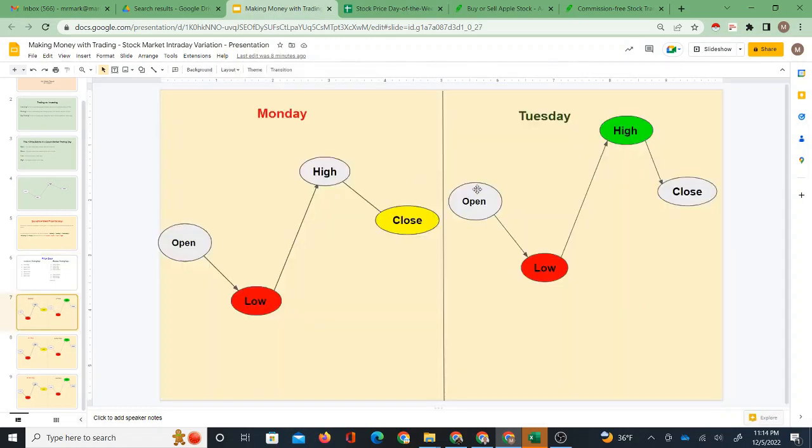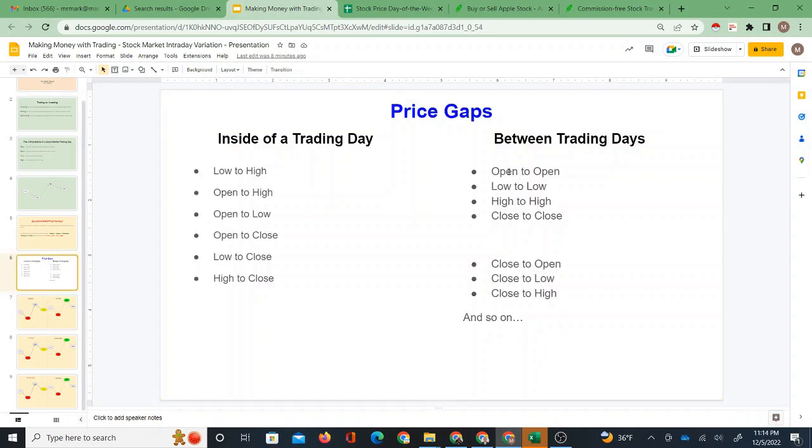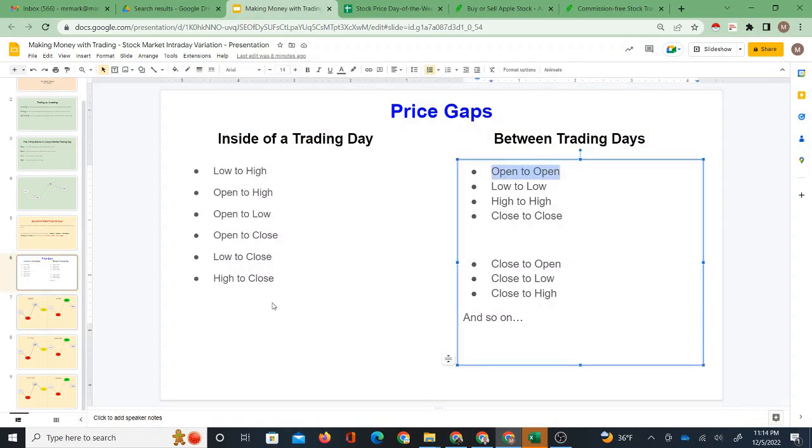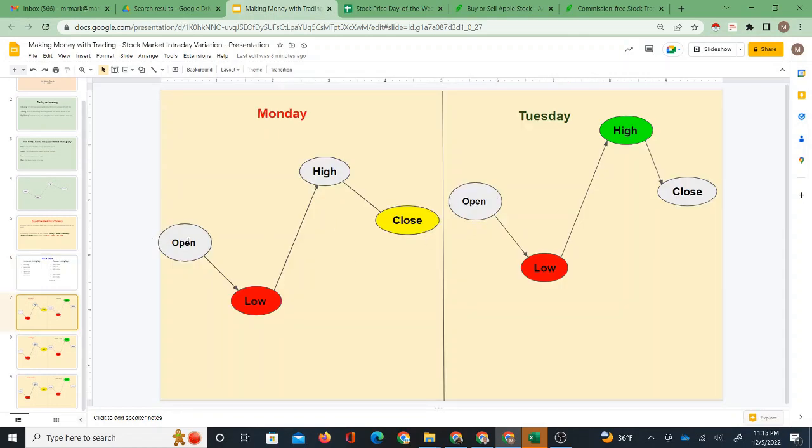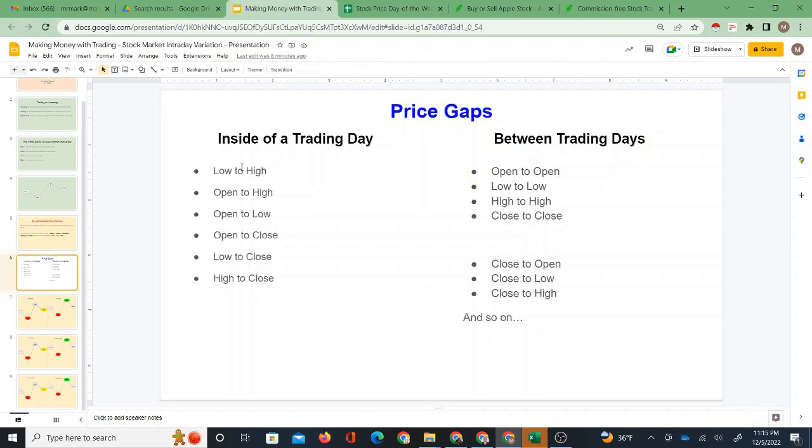Now let's take a look at this diagram that I made to give a little visual on this. If I'm looking at open to open, I'm not going over all of these, just pointing out what they are. That would mean the open on Monday compared to the open on Tuesday. I can compare these two. That's a price gap, and I can ask how far apart these two were, Monday compared to Tuesday. That's a price gap.